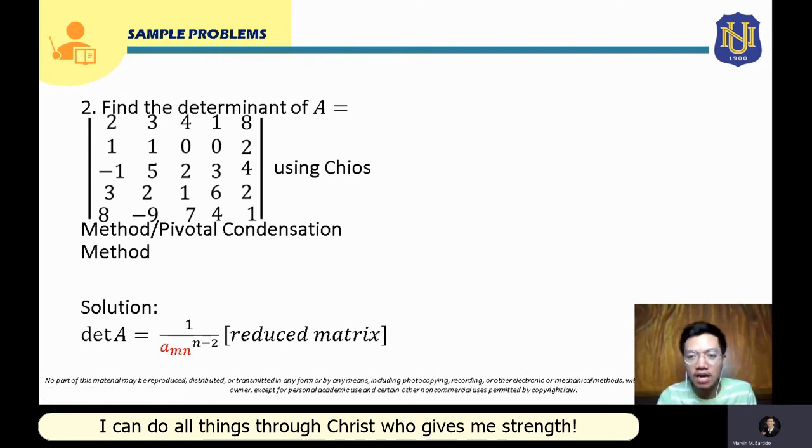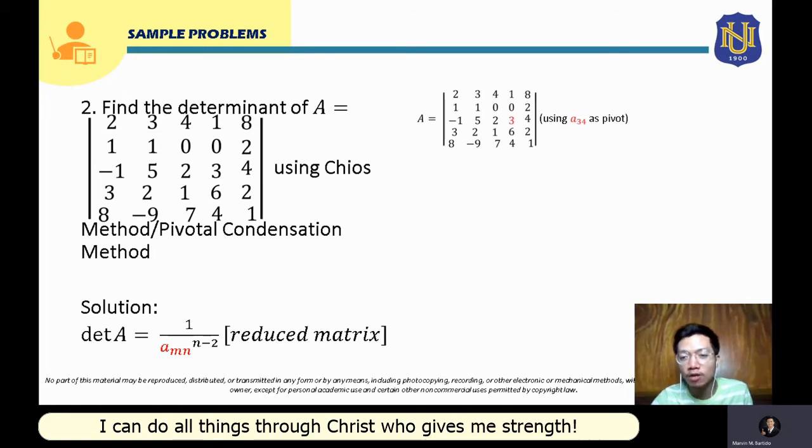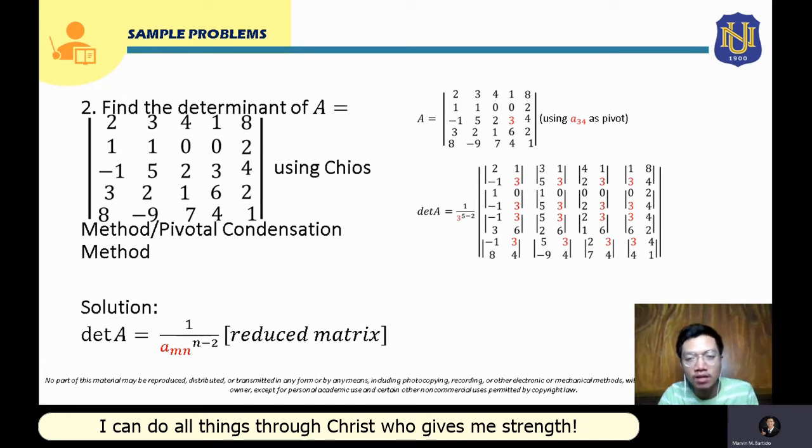Now let's start solving this by first choosing the element that we will use as our pivot. In this case, we are going to use A34, the element located at the third row and fourth column. Again, you can use any element as long as it is not 0. So this is 3. This will be our a_mn, and our n will be 5, since the number of rows of the given matrix is 5. We are now going to substitute that in our formula, so that will be 1 over 3 raised to 5 minus 2.